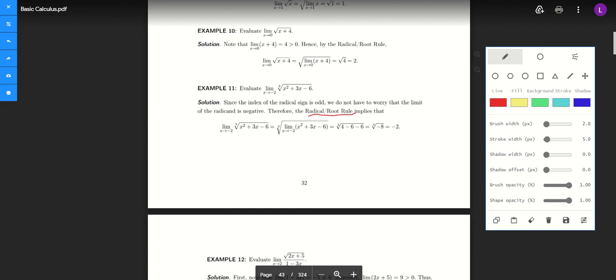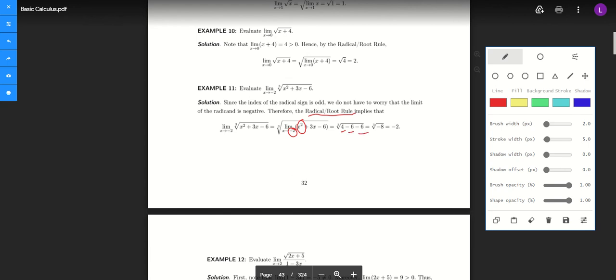So to consider the radical rule, we just have to find the limit of what is inside our cube root. So that's x squared plus 3x minus 6, where our c is negative 2. So you immediately substitute that to the function x squared plus 3x minus 6. So that would become negative 2 squared. Negative 2 squared is 4. 3 times negative 2 is negative 6.